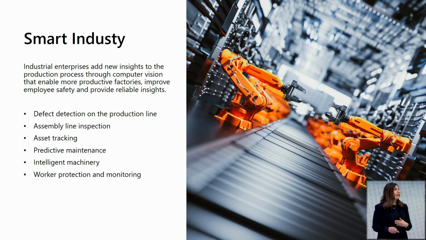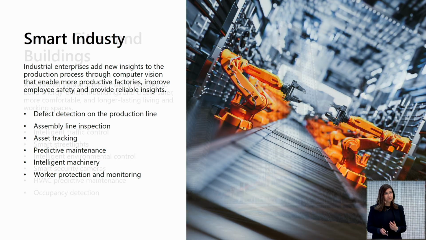And there are a lot of use cases for computer vision in each industry. From, for example, the factory line, there are a lot of use cases where it monitors the assembly line to find any sort of defect. It's been used for tracking assets across the factory, and also definitely for security and worker protection.